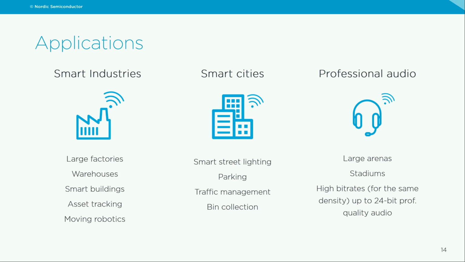You can have different networks in a city area. Let's say you have all the street lights connected to your own network. You can also have networks for the parking sensors, traffic management, and bin collections, for example. We're going to dive a little more into some of these use cases and what they could be.